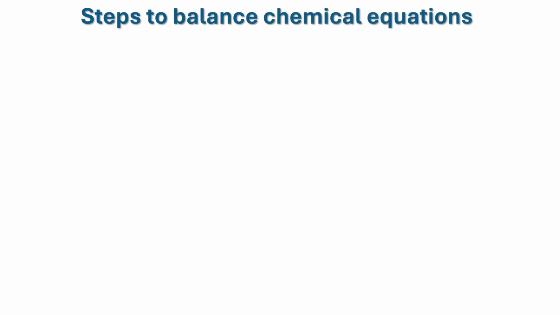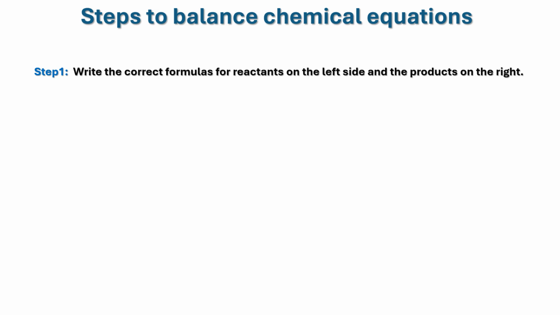So let's look at the steps that we need to know in order to balance chemical equations. Step number one, you need to write a correct formula for both reactants, which normally are on the left, and products, which are normally on the right side of the equation.